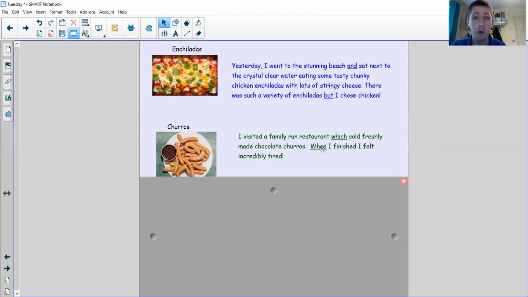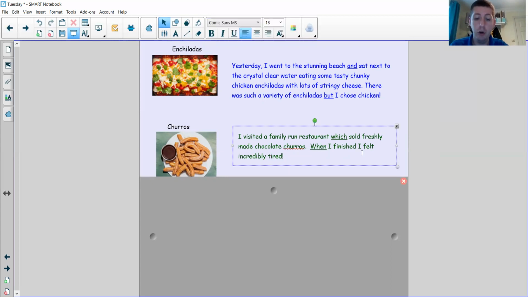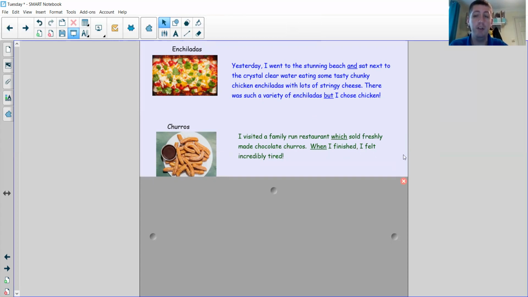But there needs to be a comma, which is missing from here. Where would I pause? After which word would I have a pause? When I finished, I felt incredibly tired. Did you hear me naturally pause at a word there? It was after the word finished, wasn't it? So the comma should go after the word finished to show that those are two separate parts of the sentence.